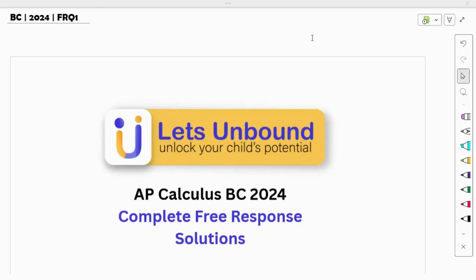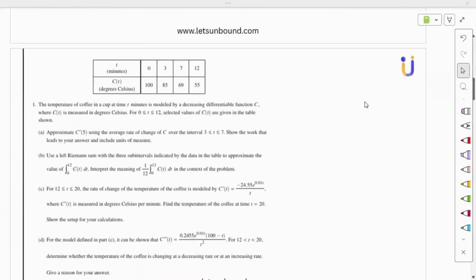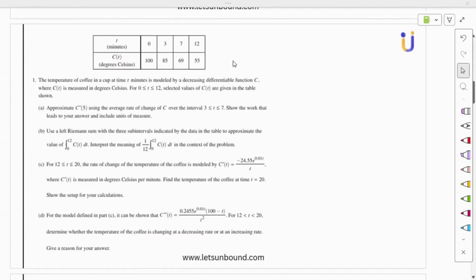And this is the first question of BC, which is exactly the same as the AB exam. And we are going to discuss the first part, which is a calculator-based one. And yes, you know, the first part is with calculator. So we can use a TI instrument or Desmos. So the first question is calculus based, of course.